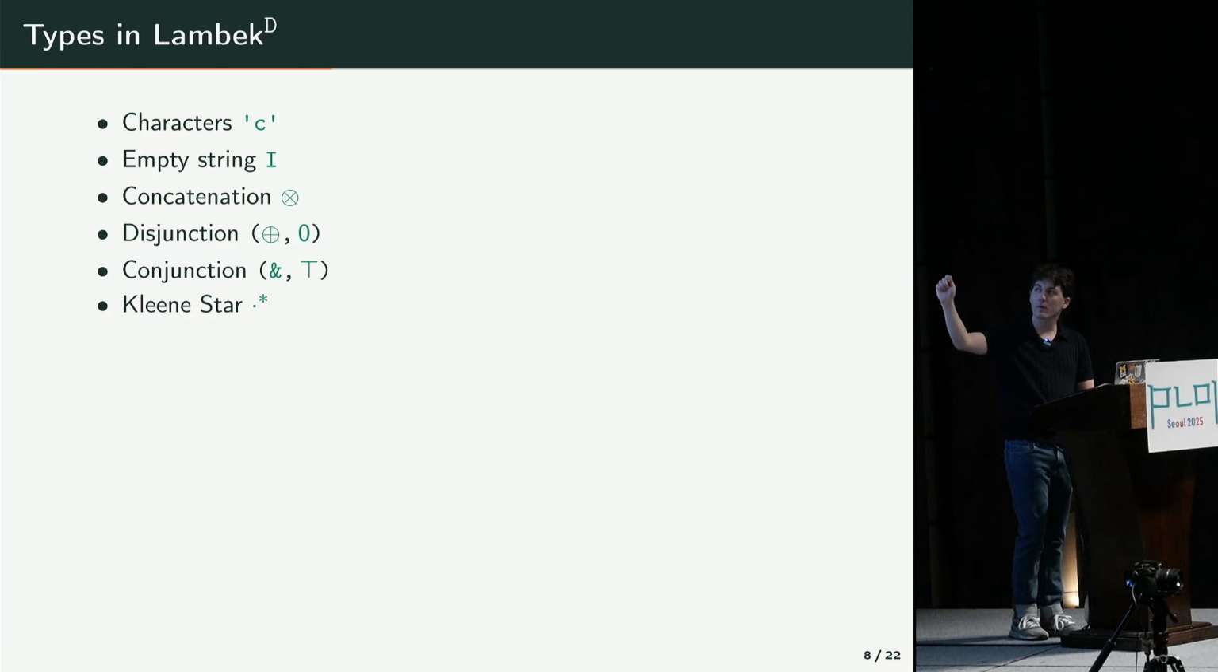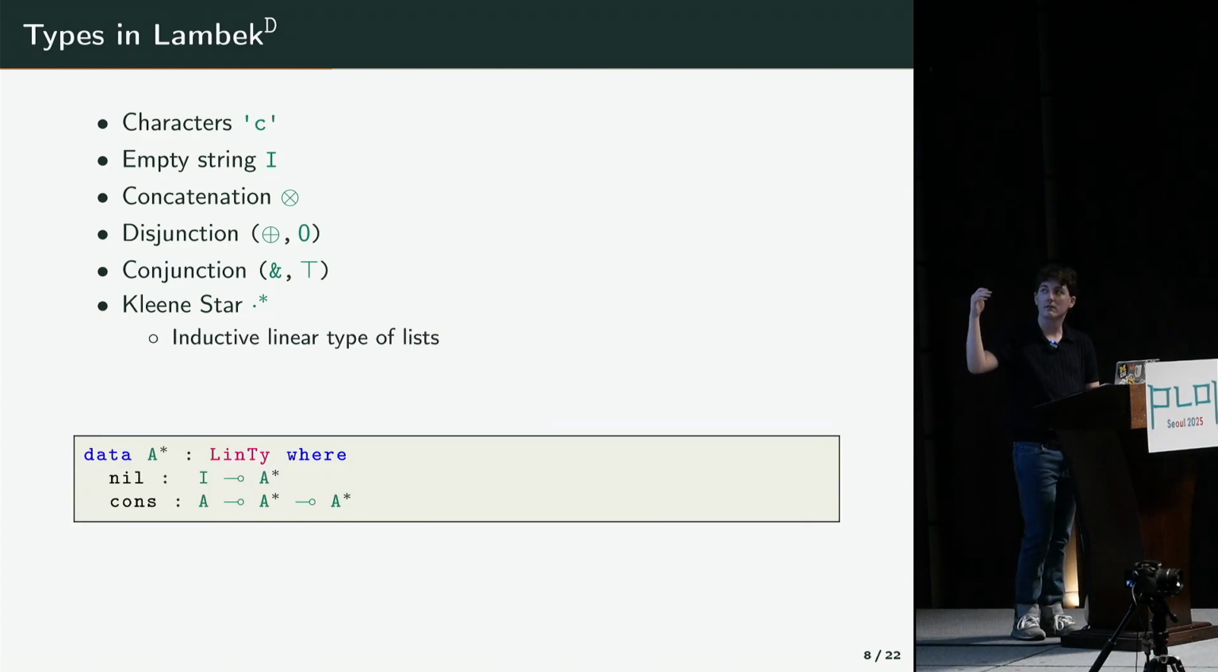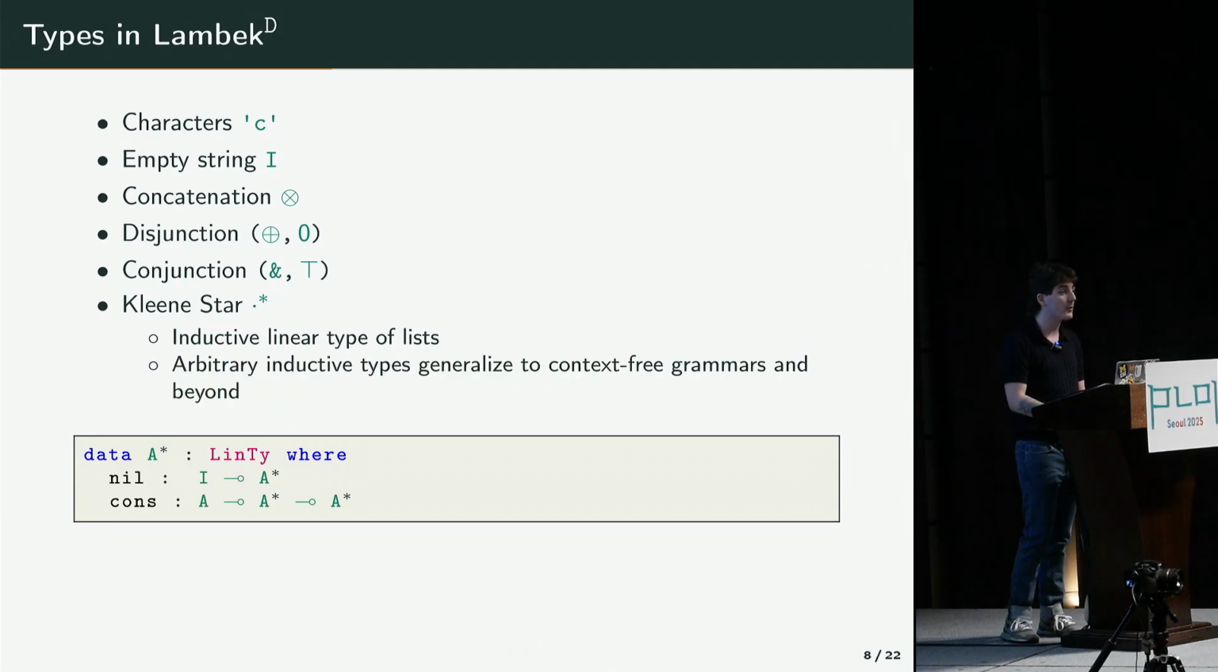But if we take a look at what we mean by Kleene star here and think for a moment, Kleene star is just an inductive type of lists, but linear lists combined through iterated concatenation. And if we generalize from just this particular inductive type to arbitrary inductive types over these family of base types, we can capture not just the regular grammars of the regular expressions, but context-free grammars and beyond. And in LambekD, which I'll talk about a bit later, we can encode even grammars of unrestricted complexity.